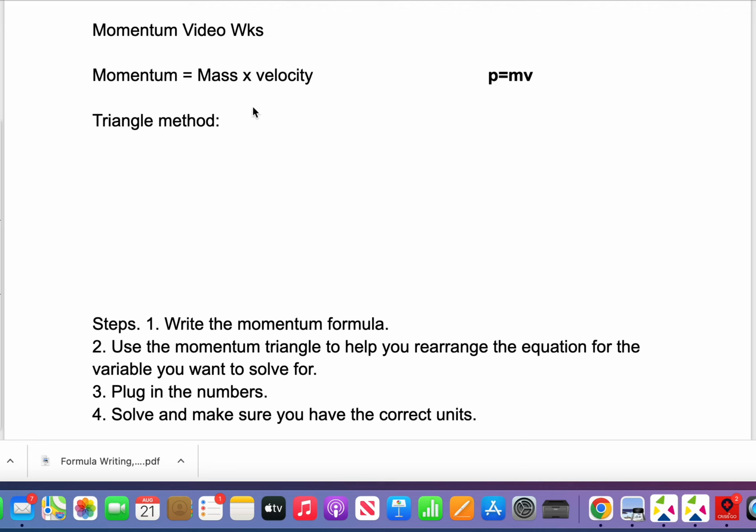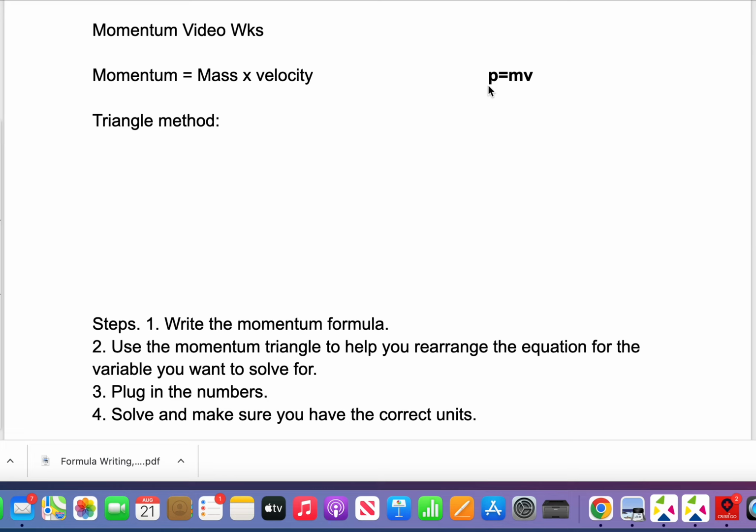Okay, this video will show how to use the basic momentum equation to solve for either momentum, mass, or velocity. So the first thing is the momentum equals mass times velocity. Momentum is abbreviated with a lowercase p.